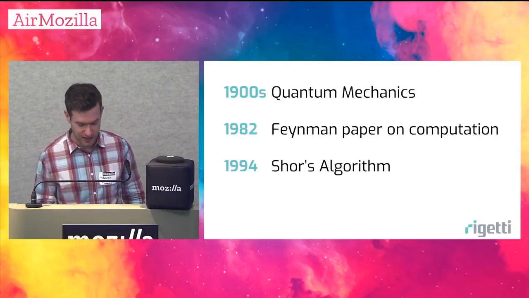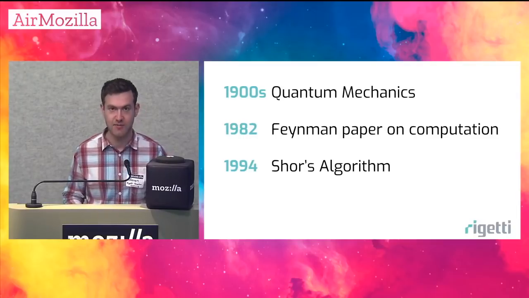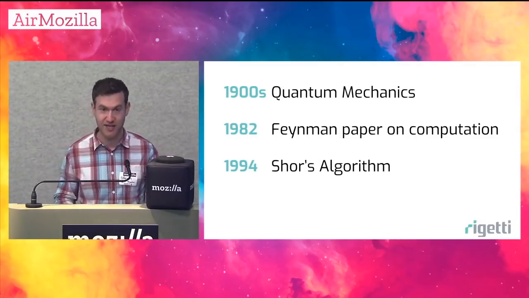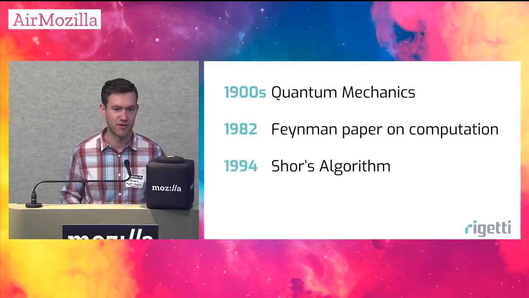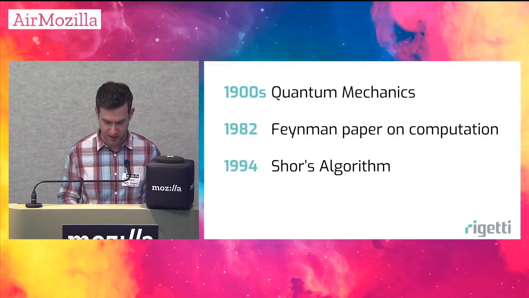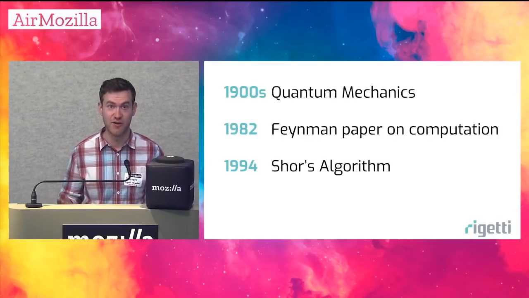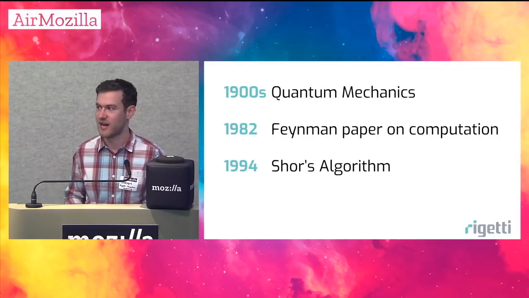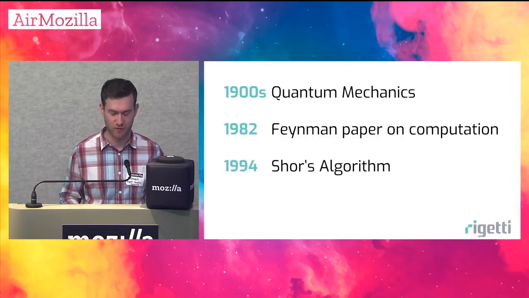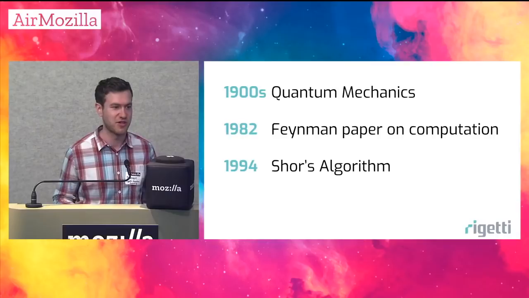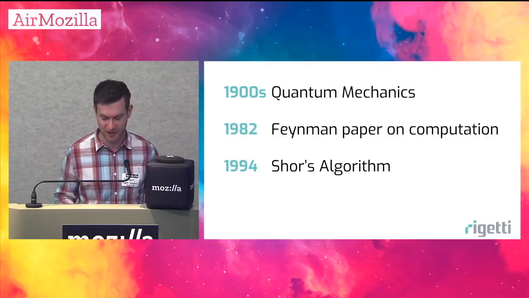In 1994, 12 years later, a professor at MIT named Peter Shor came up with an algorithm that was provably faster to run on a quantum computer than on a classical computer. And that was to factor prime numbers. So now basically the stage was set. We had the idea and we had an algorithm that would perform better. So now the only question was, can we actually build one?